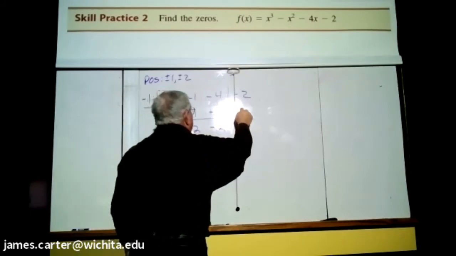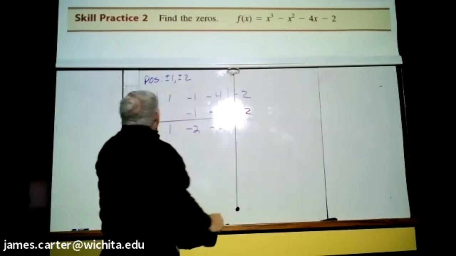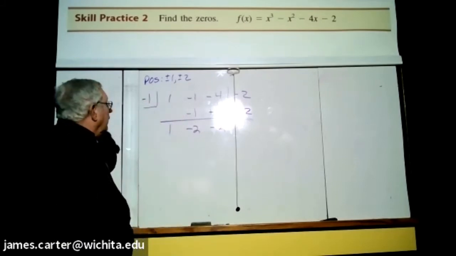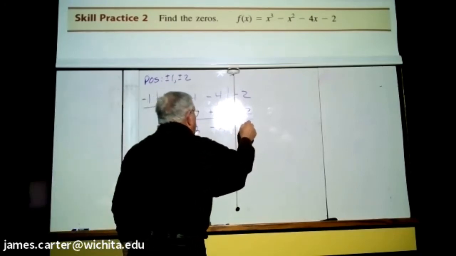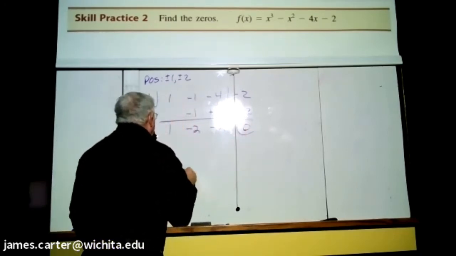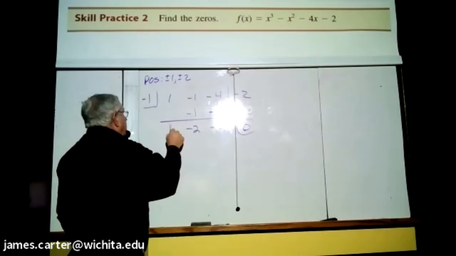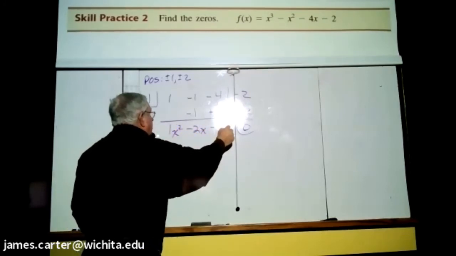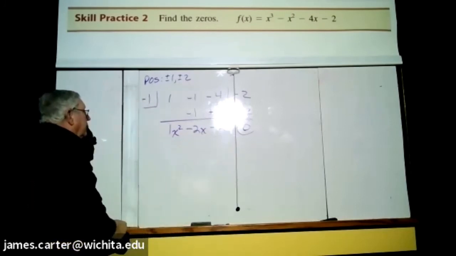Negative times negative is positive. Okay, I made a mistake on the very first one I tried. I don't know where my mistake was because I've since erased it. So what this is telling us then is this thing breaks down into x squared minus 2x minus 2. Okay.